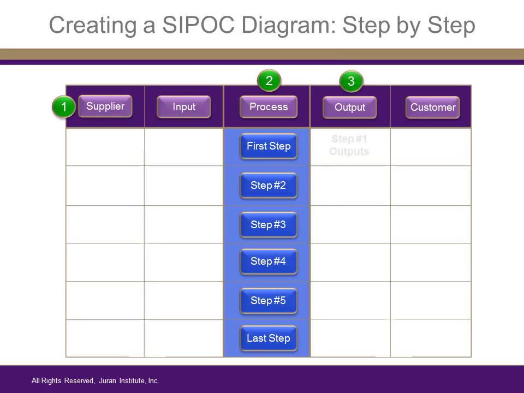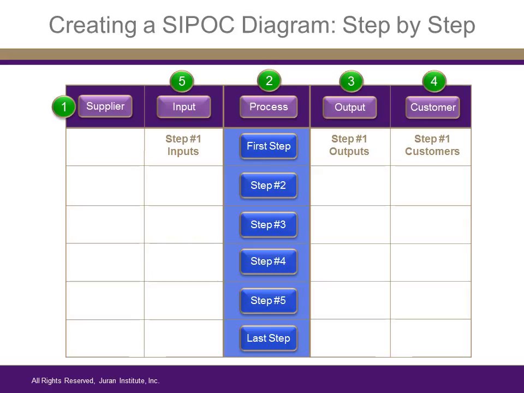Step 3. List the output of the process step. There may be more than one, so be sure to list all relevant outputs. Use nouns when listing the outputs of the process. Step 4. List the customers that use or need the output of each step. Step 5. List the input that is needed for each step in the process.